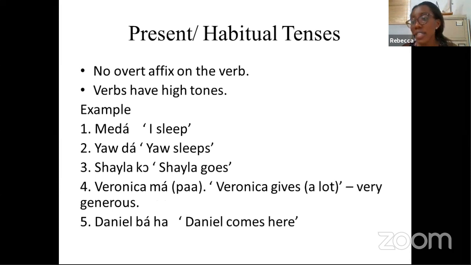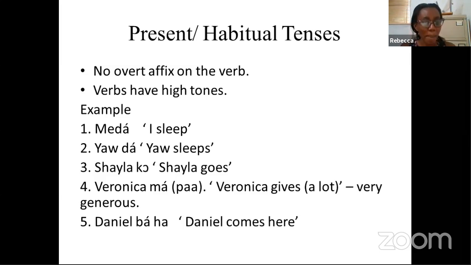Now we want to use this in the present form. How do we go about it? As I said earlier, remember that Akan has no overt affix. There's nothing to add to it to show that this is a present tense or this is a past tense. Unlike English, we have goes, he goes. So you have to add es to the verb to go, at least to mark that this is the third person. Akan doesn't do that. It's very easy. So let's look at this example.